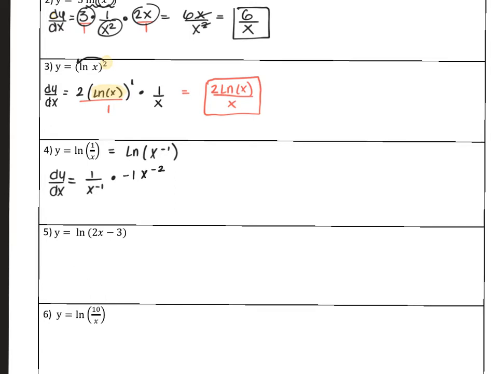And then we can simplify this a little bit if we wanted to by putting this over 1, multiplying the tops, negative 1 x to the negative 2 over x to the negative 1. And remember, when we're dividing fractions or exponents with the same base, we subtract the exponents.